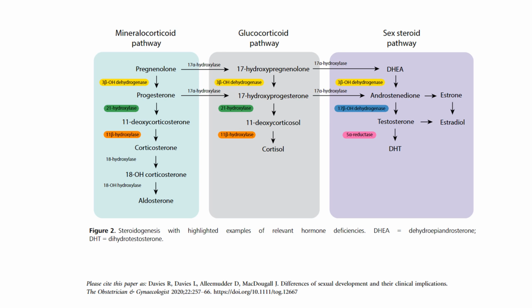Similarly, you can have deficiencies of 17-beta hydroxysteroid dehydrogenase, which is useful in converting androstenedione to testosterone. So you can see if that's missing, then you're going to have problems with active testosterone being produced as well. So quite a useful little chart to show you the importance of the different pathways.